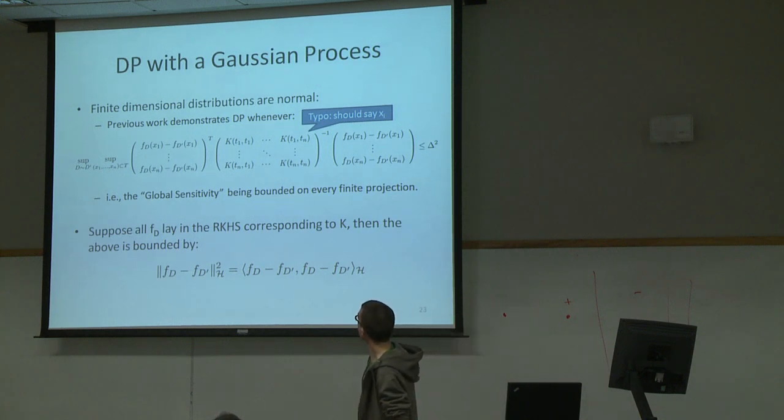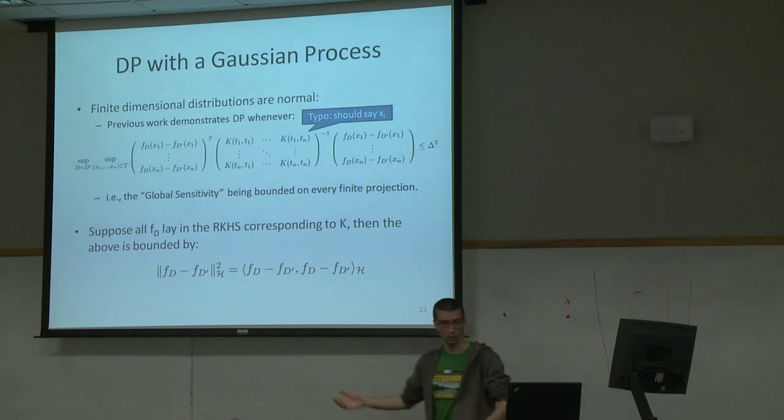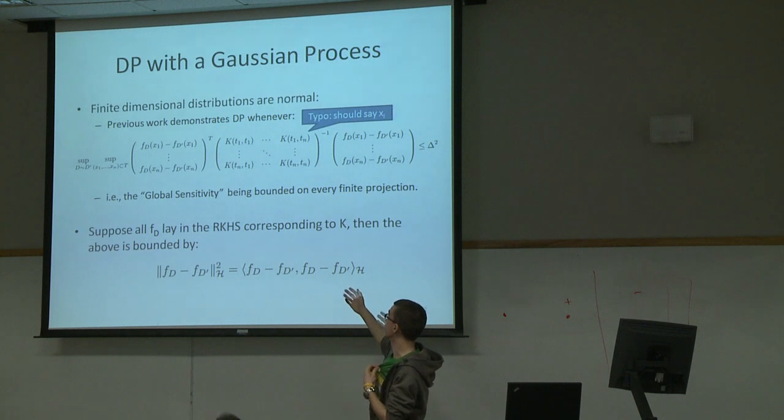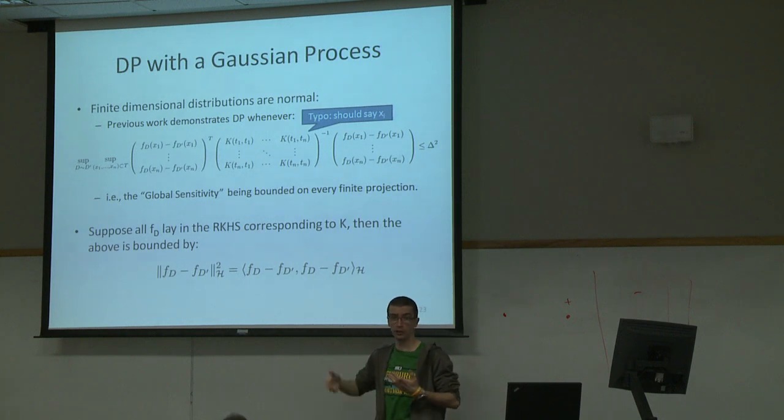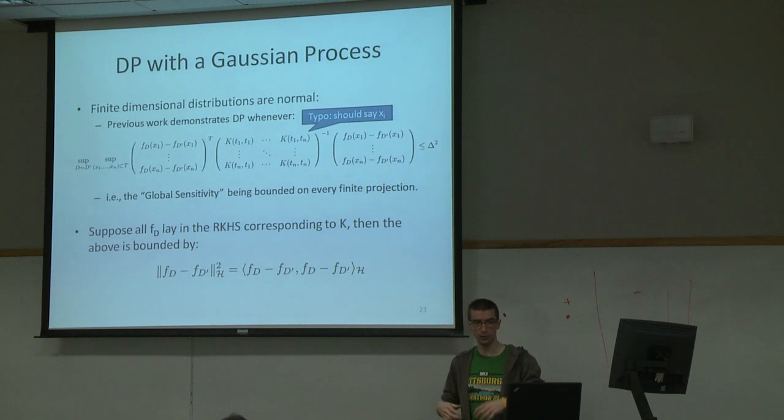Remember from before, we had differential privacy every time the distance between the means was bounded in the Mahalanobis distance, where the matrix was the covariance matrix. Now all I've done is write down what the means and covariance matrix look like for a finite dimensional projection. And so, in the function space, we'll achieve differential privacy whenever this thing is bounded for every finite dimensional projection.